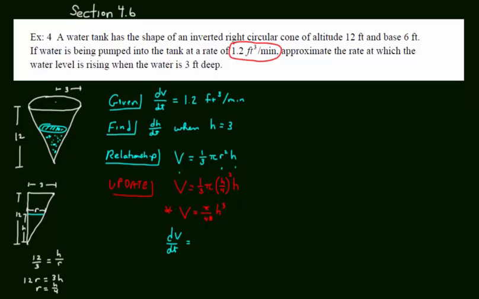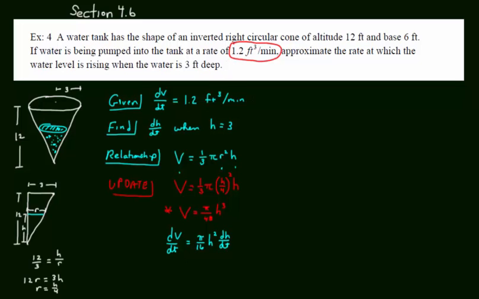Bring down the 3, so 3 over 48 is 1 over 16, so pi over 16 h to the power of 2 times dh dt, the chain rule. And there we have it. Now it's just a matter of some plug and chug.